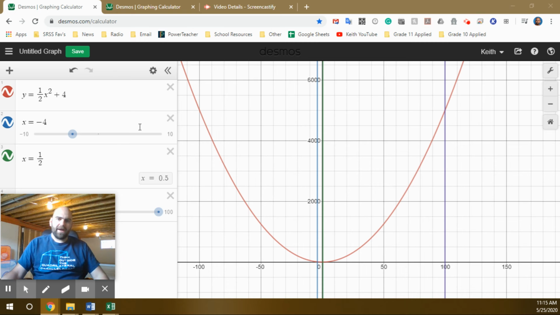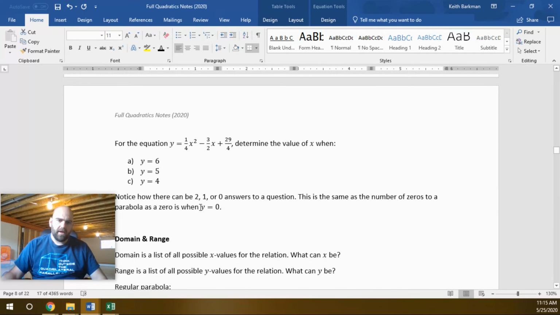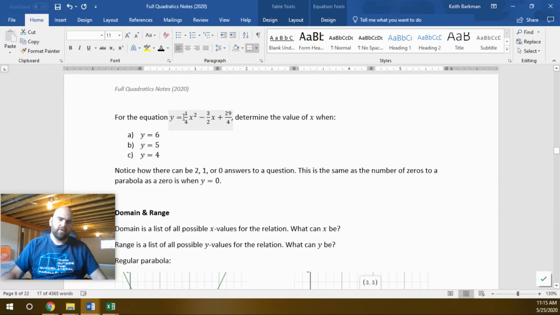All right, welcome back. We're going to be taking a look at the second part now of using Desmos to solve for questions. I'm just going to bring in the notes. There we go. Okay, so we're going to be looking at this equation right here, 1/4 x squared minus 3/2 x plus 29/4. And we're going to try to find the value of x when we have certain values of y.